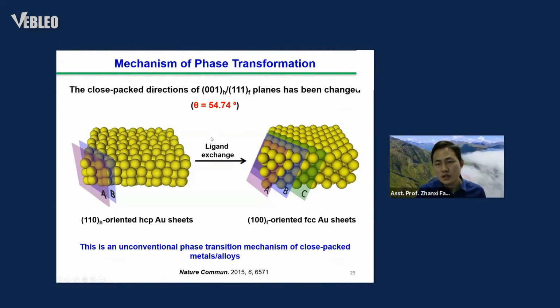You can see it has changed a lot. The angle between the initial direction and the direction after the phase transformation is as large as over 50 degrees. As we mentioned at the beginning of this section, traditionally, in the phase transformation between the close-packed phases of metals and alloys, the close-packed shape always stays the same. So here we observe an abnormal or unconventional phase transformation mechanism for close-packed metals and alloys.